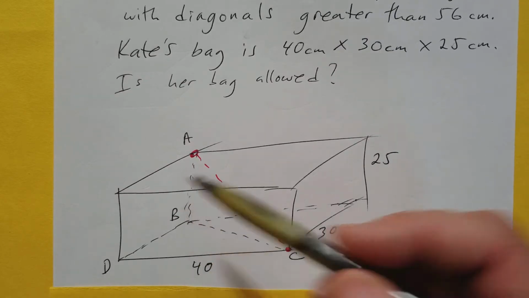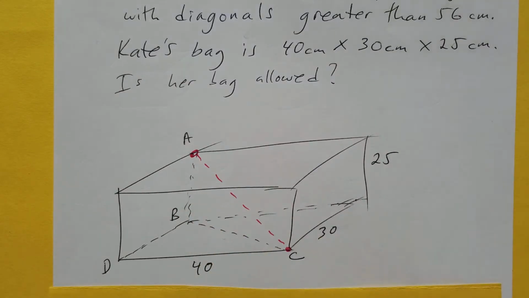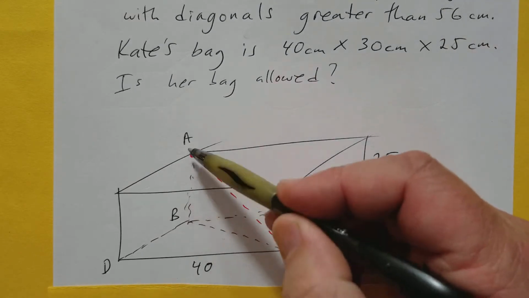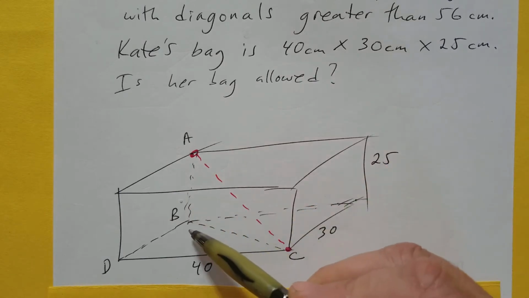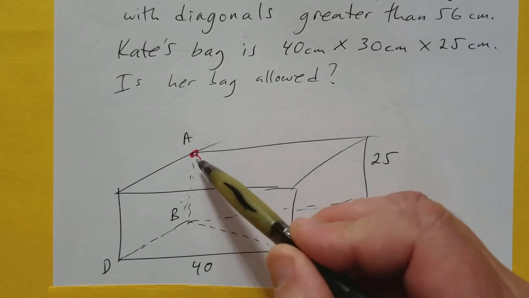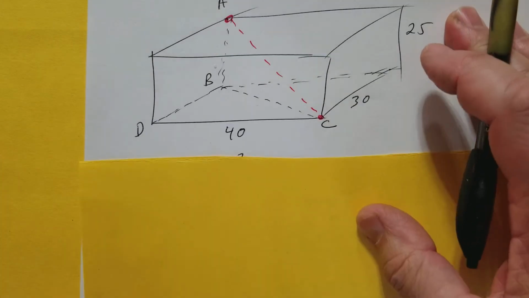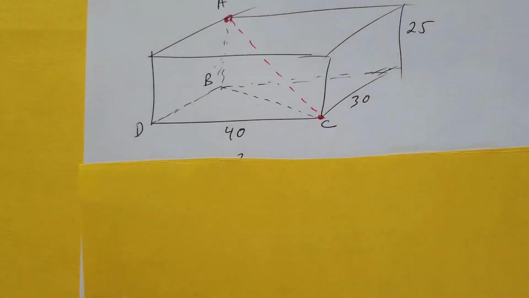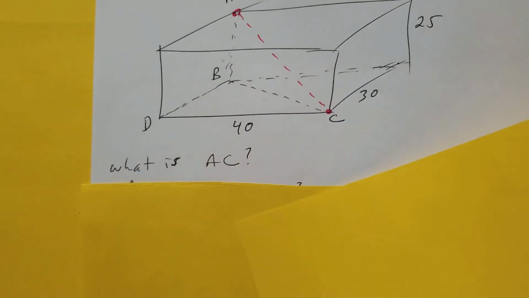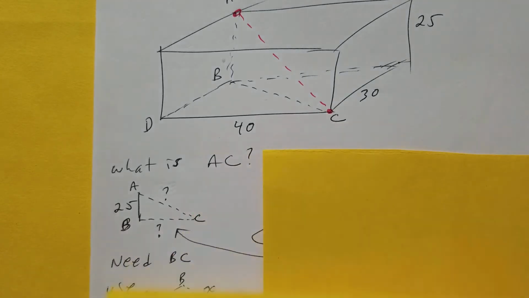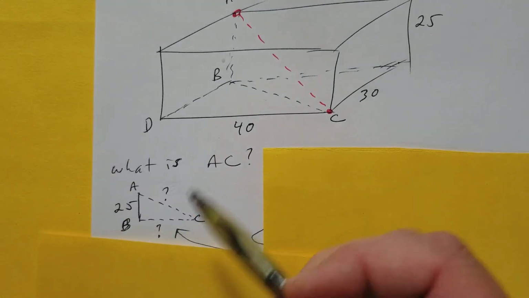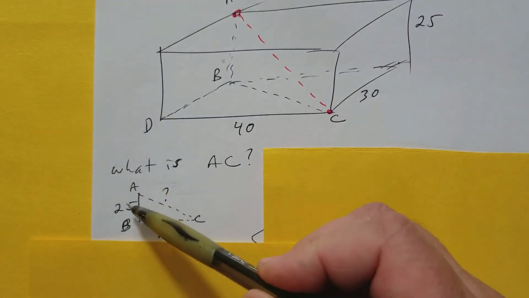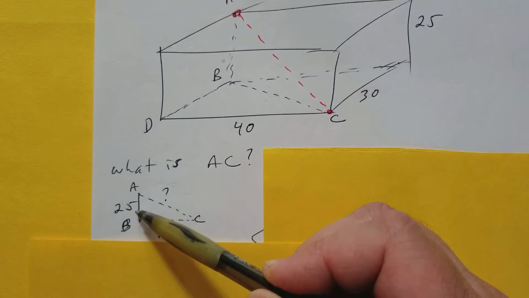But there's no numbers there. Well, it's a box, so we know some numbers. All the way across is 40, back is 30, up is 25. So we know this is 25. But we don't know this and this, right? So here's what I did. I redrew just the triangle that we need, which is ABC. And we already have AB. We already know this is 25.